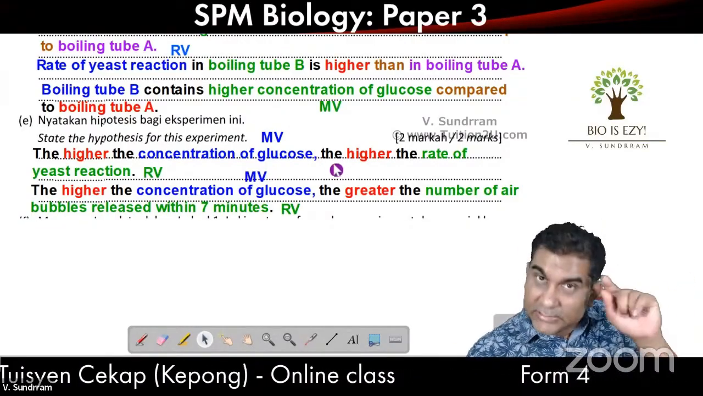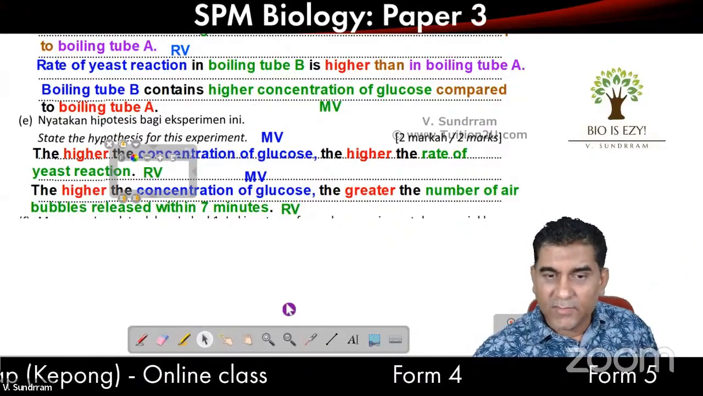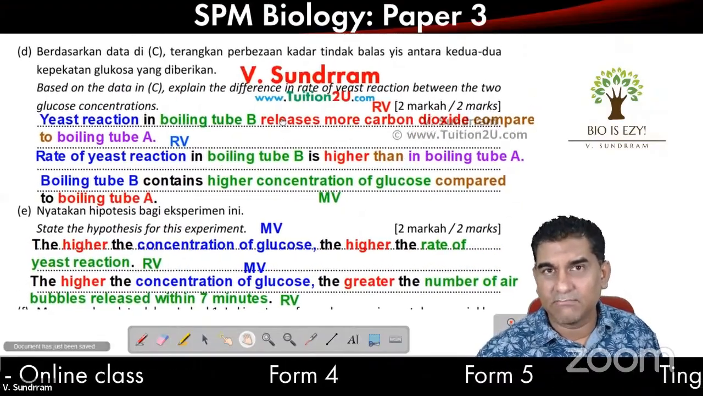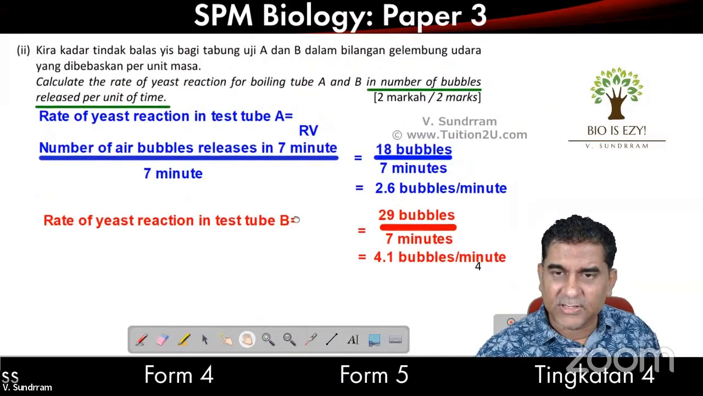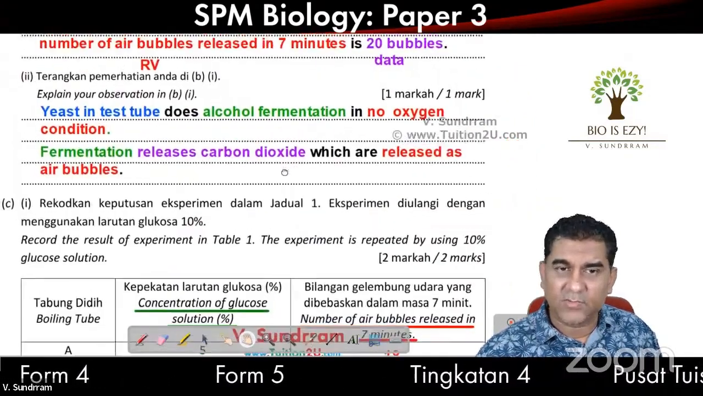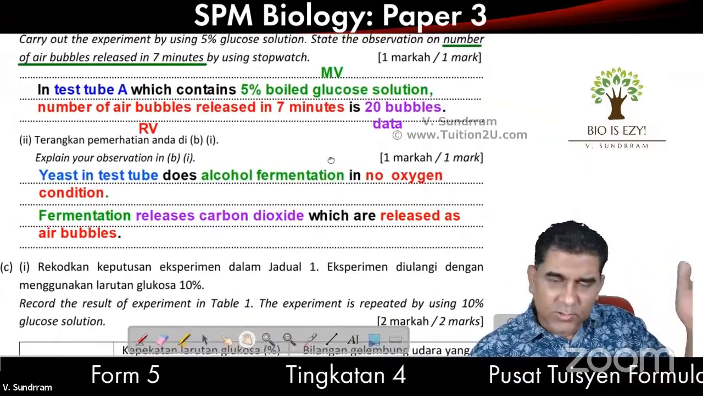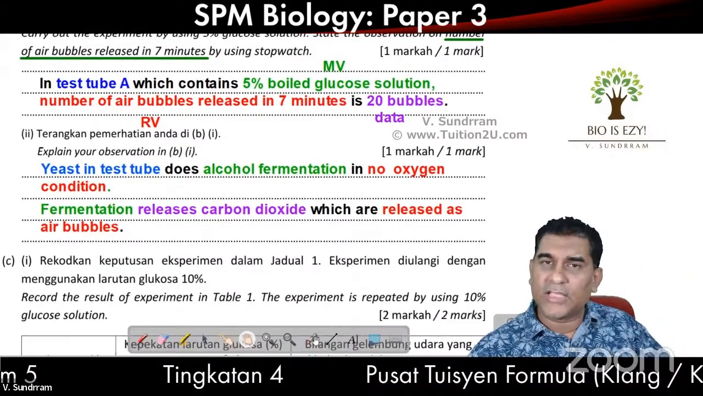But the thing is, it must have MV and it must have RV. If you realize, every single answer has MV and RV. Even here, the table has MV and RV. Here also, we write MV and RV. That's the trick. For every answer, make sure you have MV and RV as much as possible. Add those two, and you can get your full marks.